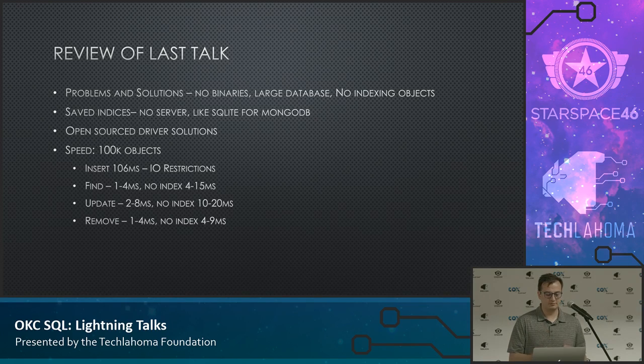Here's a little bit of speed. Inserts are IO restricted, because I have it separated to where each create is a new file in a directory, so you can have multiple reads and writes at the same time without bottlenecking on a file. So we have 100K objects, inserts 106 milliseconds, find 1 to 4 milliseconds with an index.